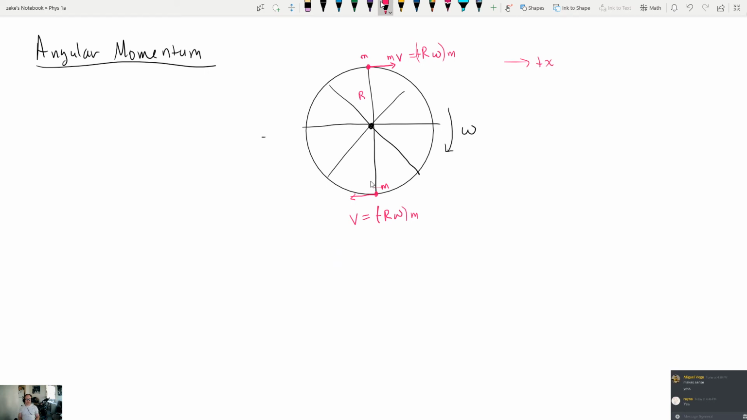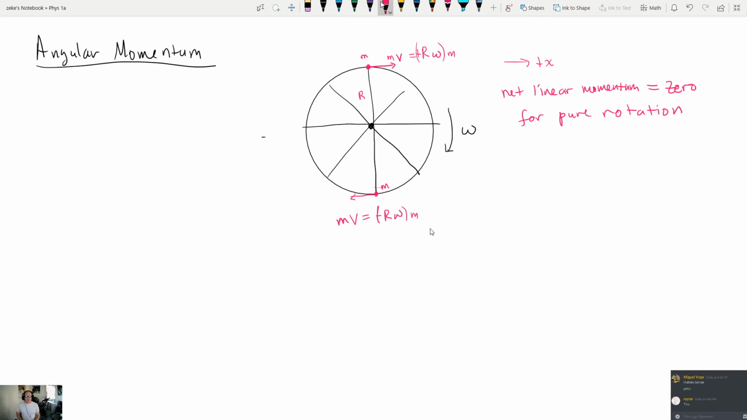And you can kind of play this game with the entire object. And what you'll find is that the net linear momentum of this object is 0 if it's just rotating around like this. If it's only rotating, then the net linear momentum is 0 for pure rotation, right?